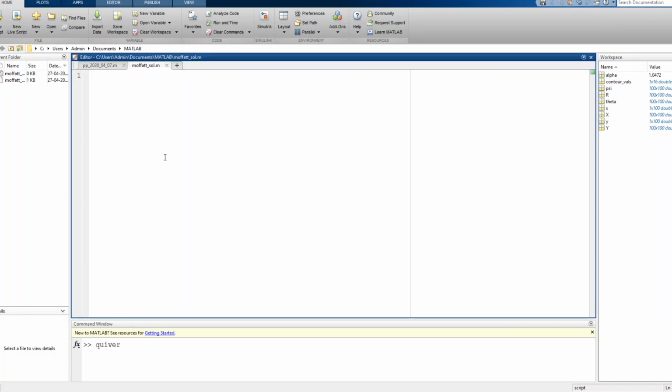Okay, so in this particular video, we're gonna visualize the solution that we had obtained in the last video. So essentially, we want to plot the stream functions of the Moffatt solution. So I clear all the variables and clear the screen. Let us first define the Cartesian first quadrant.